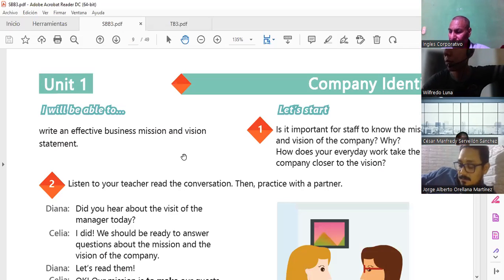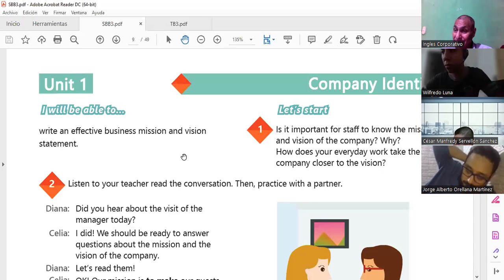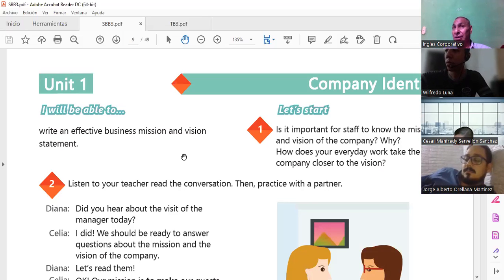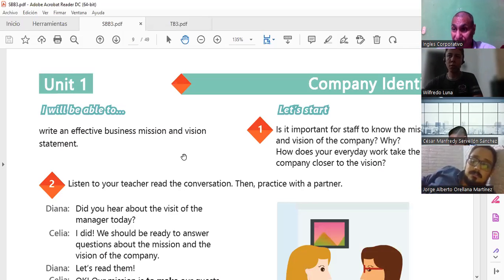So the vision describes the desired future position of the company. Entonces, una visión describe el futuro de una compañía, la posición del futuro de una compañía. ¿Dónde es que quiero estar yo ahí? Por ejemplo, una mission statement de nosotros sería to be a better father or to be a better parents. Eso sería un mission statement. ¿Por qué existimos? ¿Por qué tenemos familia? Para ser unos padres mejores. Yeah? En vision, la visión sería to have my kids, to have them graduated from university at the age of 25. Esa sería la visión que tuviéramos.